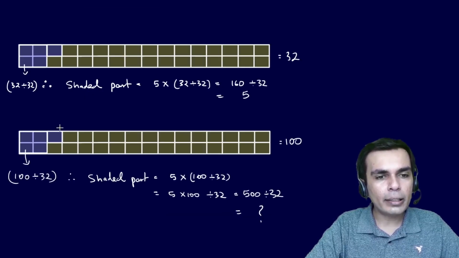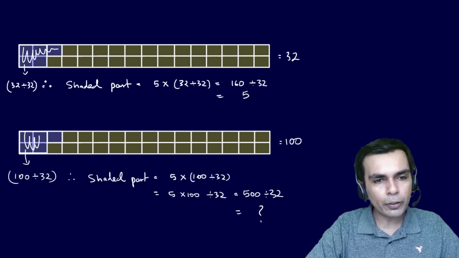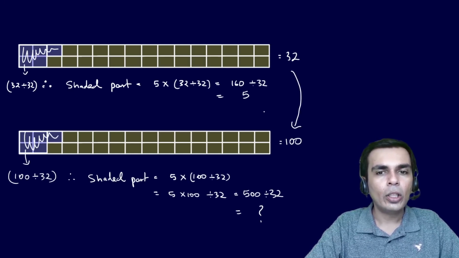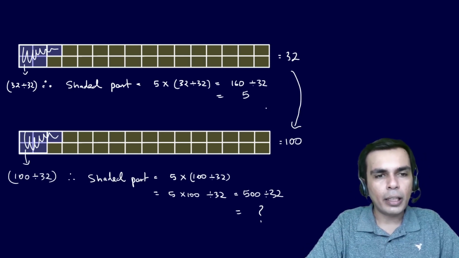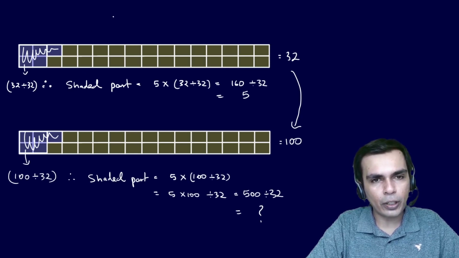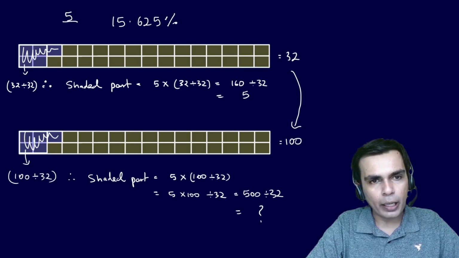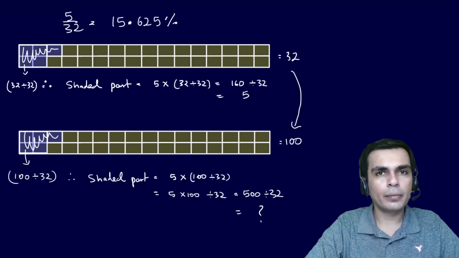Therefore, I would say this part here is 5 out of 32, and this is 15 out of 100, right? Because 32 is almost 3 times of it is 100. So 5, 3 times, will also be around 15. Therefore, I can say that this is 15.625%, which is 5 upon 32. It means 15.625 for every 100.